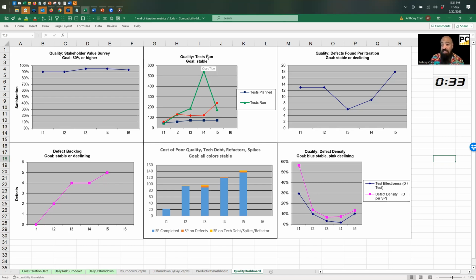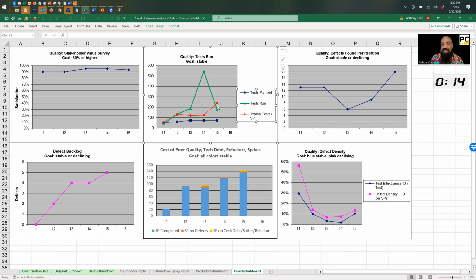This one here is tests run. How many tests did they run? And the goal here is to be stable. Definitely not stable, right? What happened in iteration 4, man, they ran a whole lot of tests, but look, they didn't really find a whole lot of defects in here. Well, I wonder what happened to my legend. I don't see the, oh, there it is, typical.